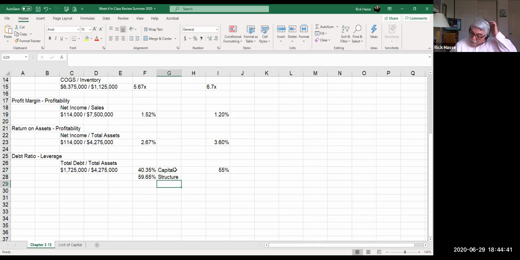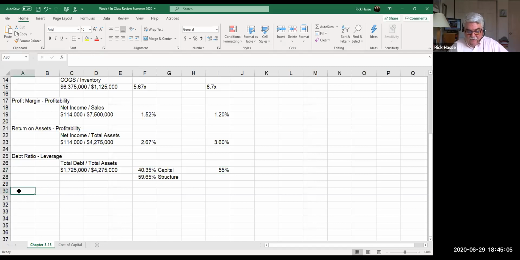We need to know the capital structure to determine our weighted average cost of capital. It's an important number. So debt as a percent of assets. Whatever the difference between that and 100% is, must be the relationship of equity to assets. This company is fairly debt-free in relationship to the industry.